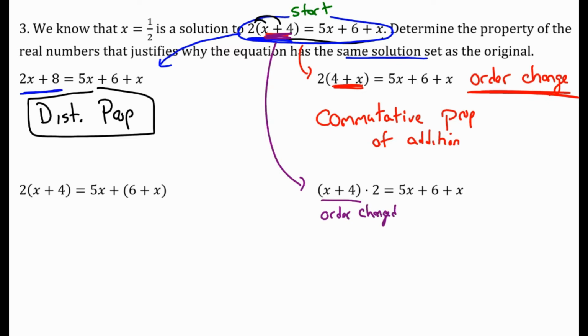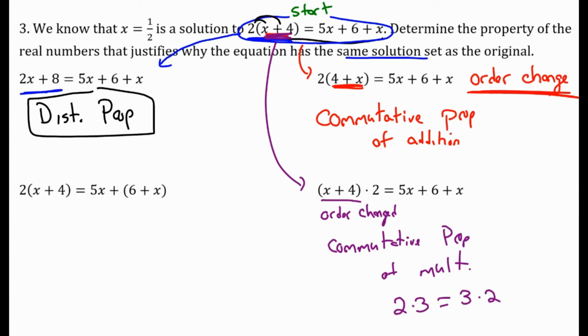The order changed, so that's the commutative property. The commutative property of multiplication. Multiplication is another commutative operation. I could do 2 times 3, but you might say it's 3 times 2. I'm going to get the same result.